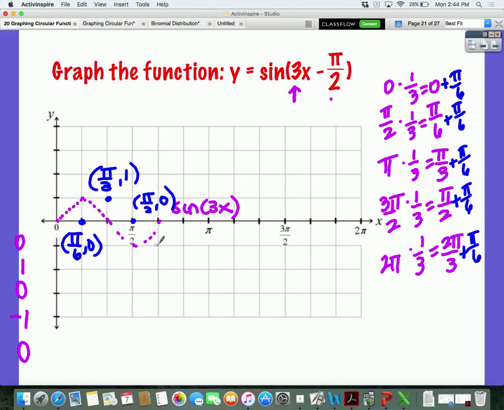2 pi over 3. And then what's 2 pi over 3 plus pi over 6? 5 pi over 6?